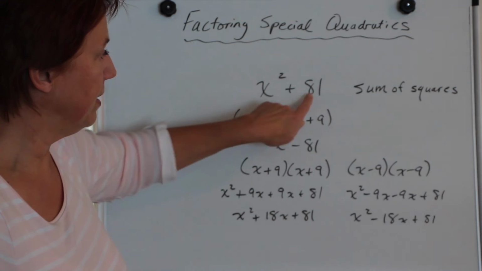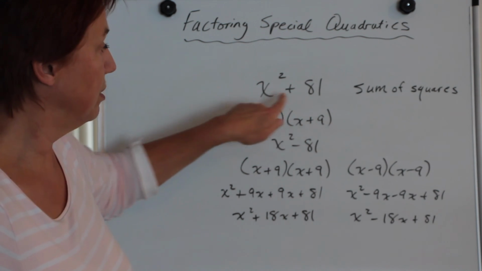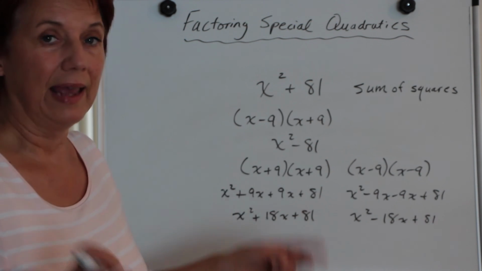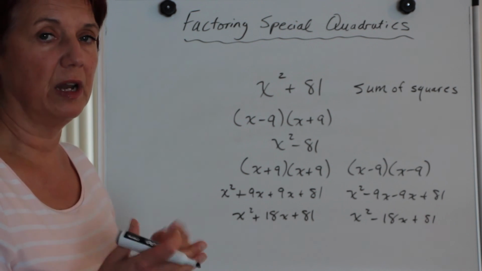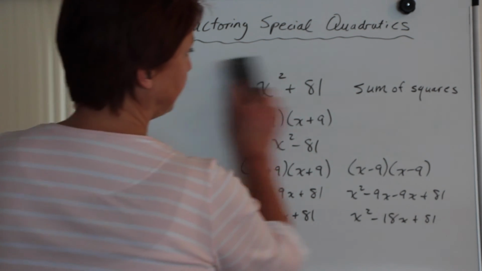If there's a squared and then another square here, or any number here actually, that's larger than 0, so x squared plus any number cannot be factored. Okay, there's got to be a middle term for it to even be possible. So that one doesn't factor.